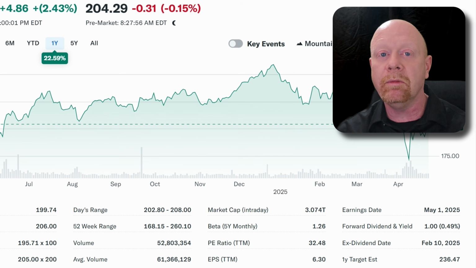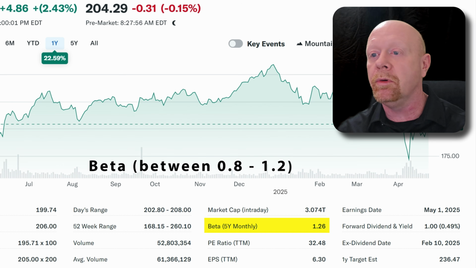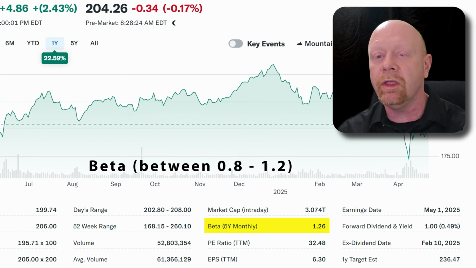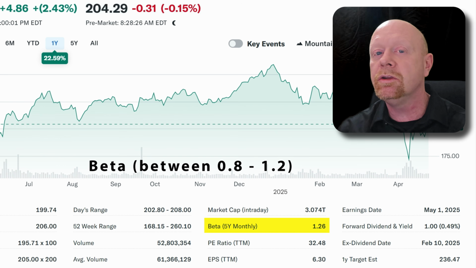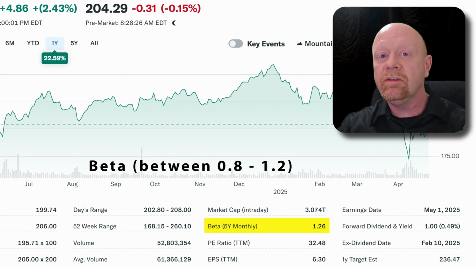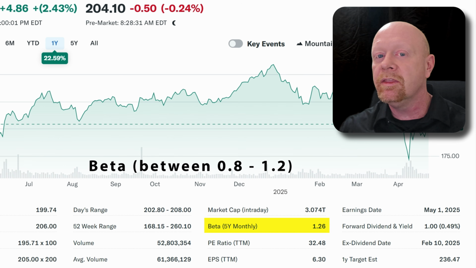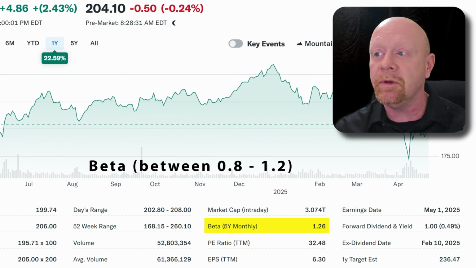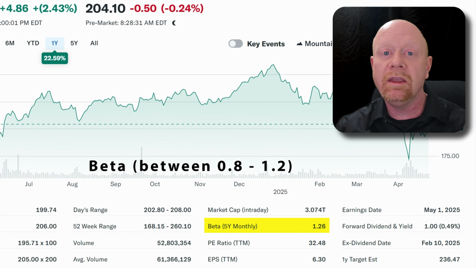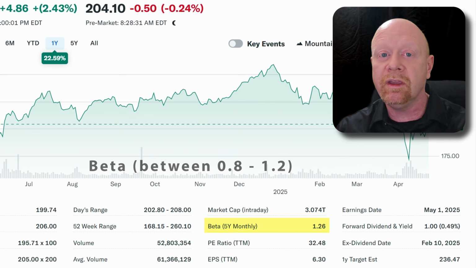Aim for a beta between 0.8 and 1.2 to find stocks with volatility levels close to the overall market, right? Remember how I said the S&P is at 1? So you don't want to deviate too far from that. That could signal that there might be a problem or changes happening with the company. A beta of between 0.8 and 1.2 offers you a balance between risk and return.